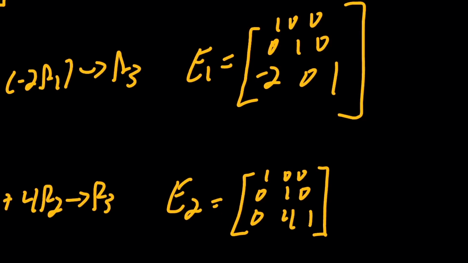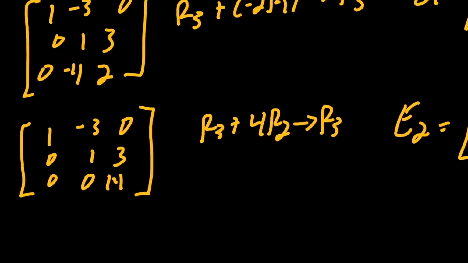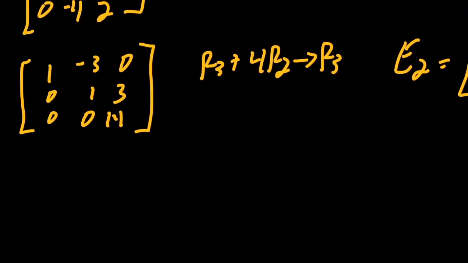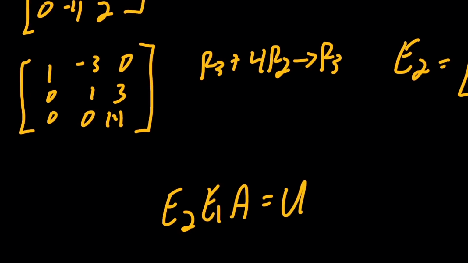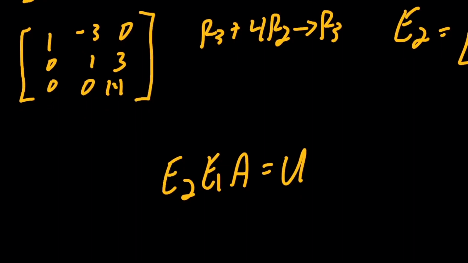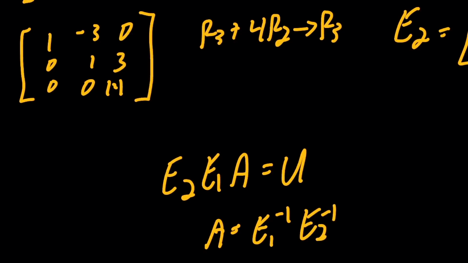we can actually just find the LU factorization of the matrix A. So we have 2 elementary matrices times A. So we have E2 times E1 times A, which is equal to U, the upper triangular matrix. And then we just have to solve for A, where A is equal to the inverse of the first elementary matrix, times the inverse of the second elementary matrix, times U.